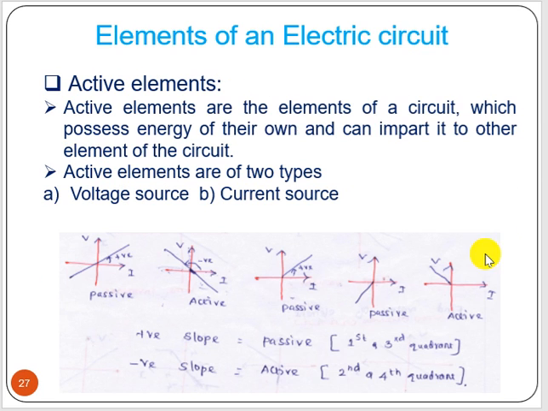Examples of active elements are also the transistor and MOSFET, because they can amplify the signal. That means they give some kind of energy to the circuit. If you draw the equivalent circuit of a transistor or MOSFET, we will have a dependent source in the circuit. Dependent source means it becomes an active element. That part I think you will study in analog electronics.